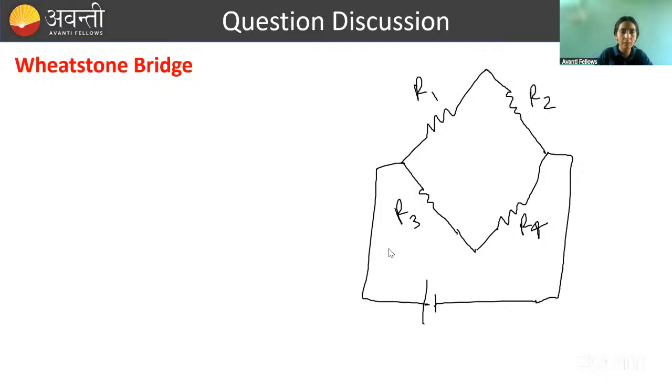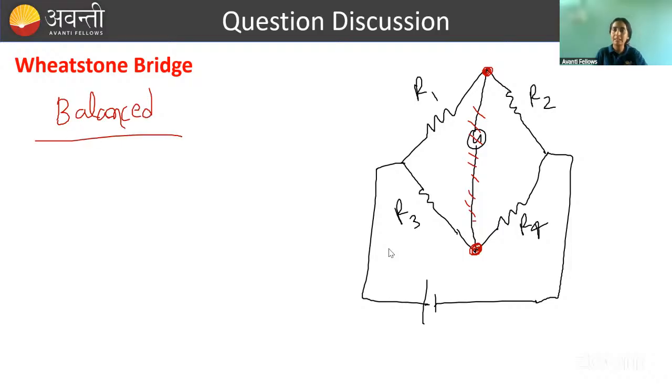In that case, what will happen? No current will flow through the galvanometer arm. So if no current is flowing through the galvanometer arm, what is the meaning of it? The potential of this point and this point is the same. That is why no current is flowing through this. Then we will say this is the balanced condition. And in the balanced condition, we will get a certain relation between R1, R2, R3, and R4.